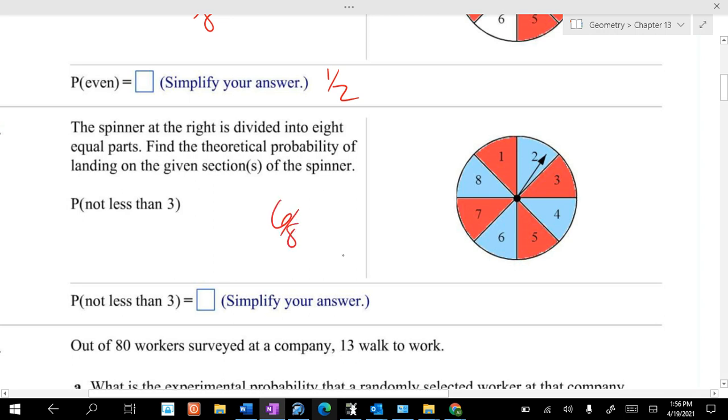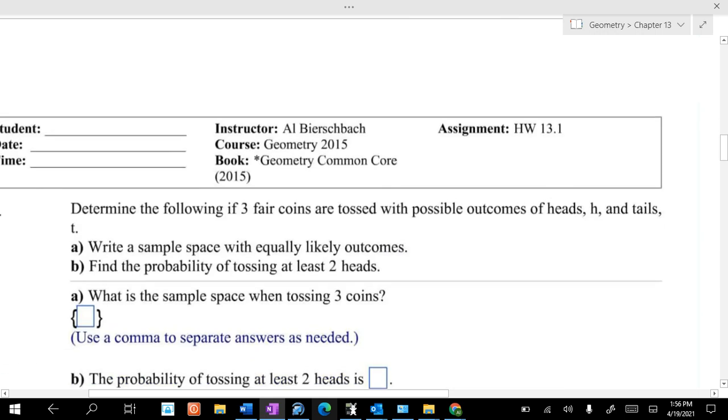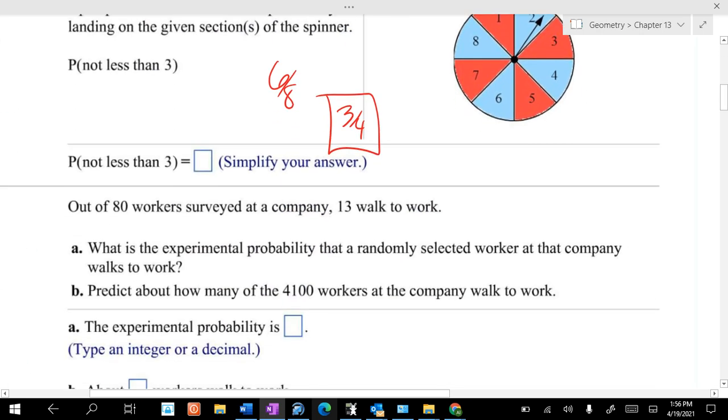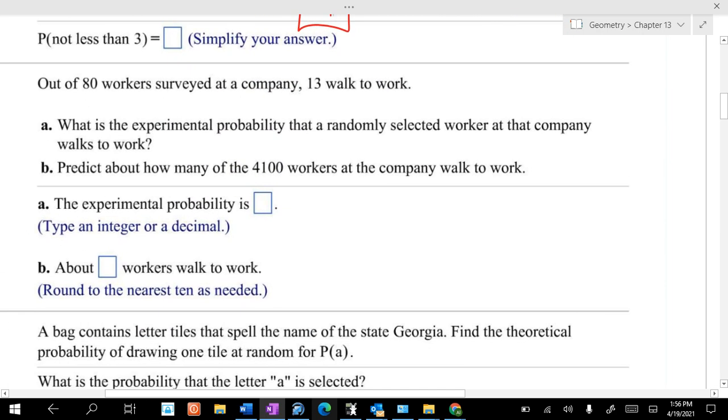I'm going to go look at the answer. It's 3 out of 4. You looked at the answer? Okay, I'm glad you're smart, Nick. Because it is 3 out of 4. Because, yeah, 3 is not less than 3. It's equal to 3. Okay.